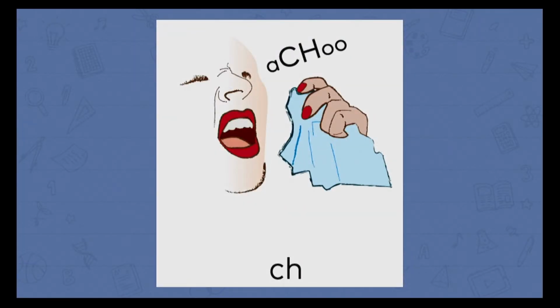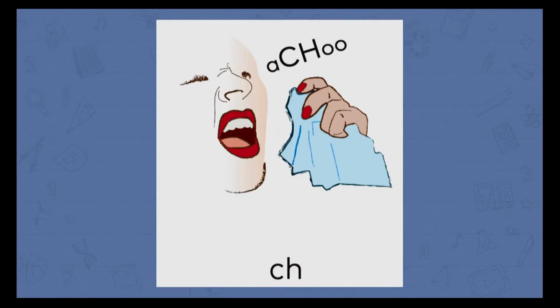The first digraph that we're going to learn is CH. Now, normally a C would say K and an H would say H. But when we put a C and an H together, they make a brand new sound. And sometimes I use this picture to help me remember what that sound is.